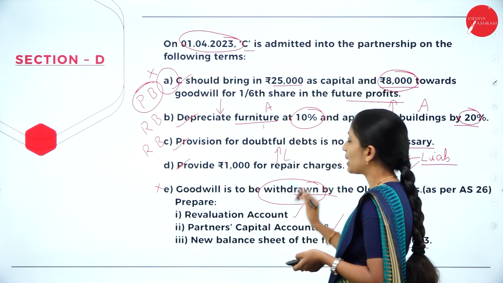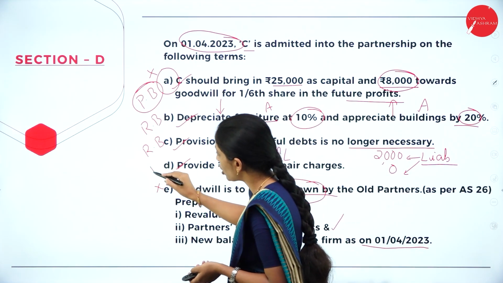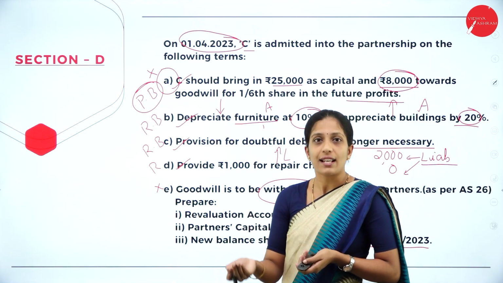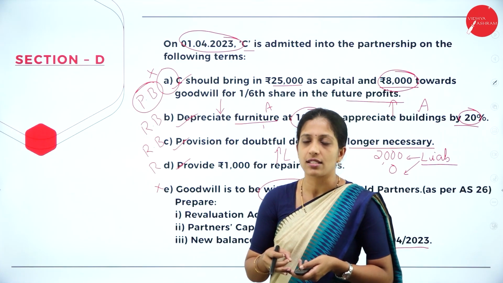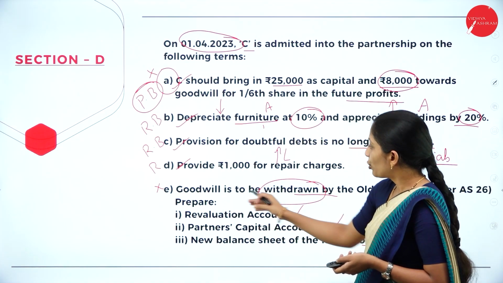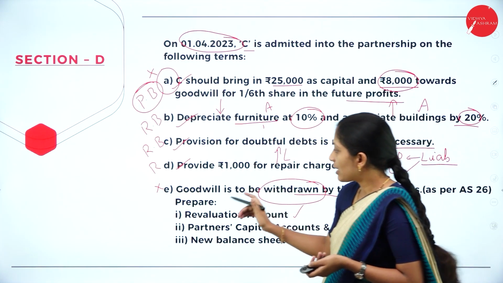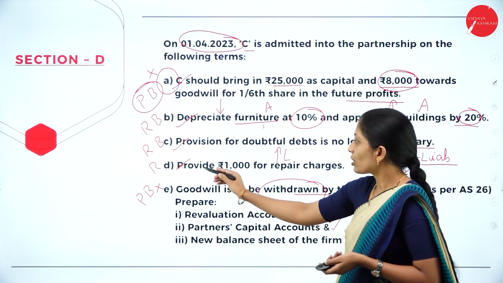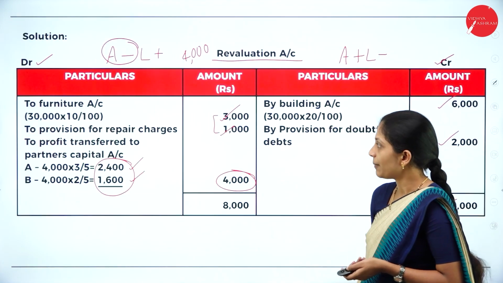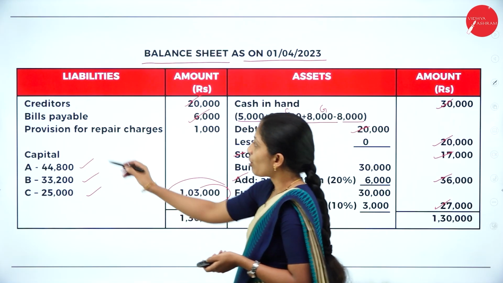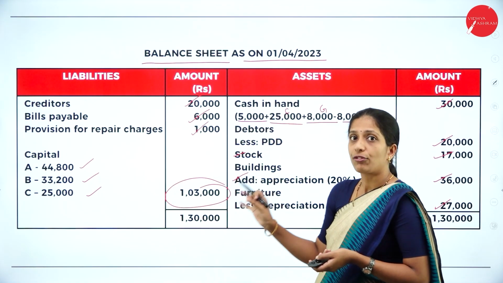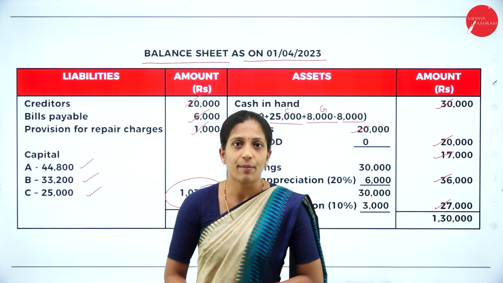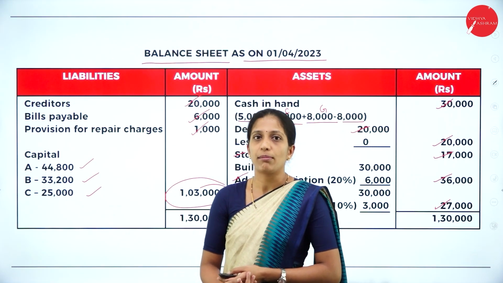Next, provide 1,000 for repair charges. So we have taken under revaluation account, other time we have not taken anywhere. Now what is this provision for repair charges? It is a liability. New liability have entered into the business. So you have to record in the liability side. Goodwill withdrawn we have already taken, that is in partner's capital account and in balance sheet we have deducted from cash in hand. So this provision now we have to take under liability side. So if you see the liability side here, provision for repair charges 1,000. Now if you add both the sides are equal, that is 1,30,000. So hope you are clear about a problem on admission of a partner, a 12 marks problem.